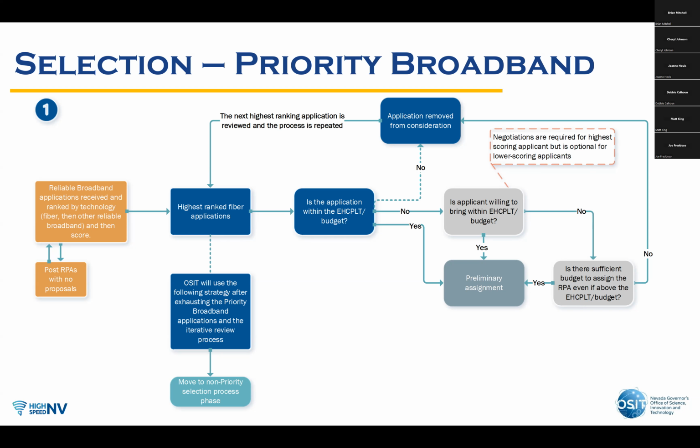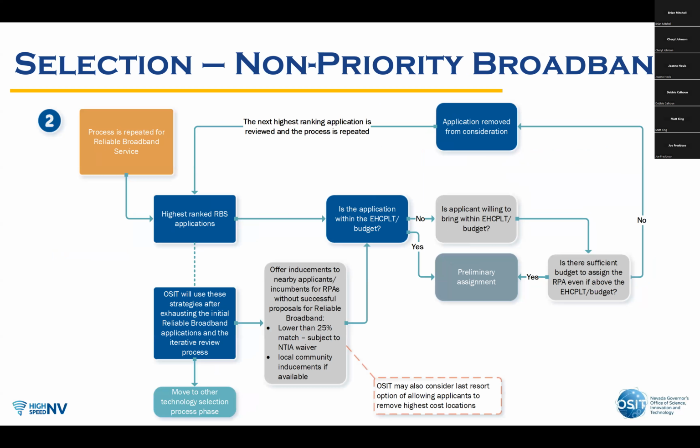Once this process has been exhausted for every RPA, regional project area, for which fiber applications have been received, OSIT will then, only after exhausting all of those applications, move on to the non-priority selection phase of the effort, looking at applications for other reliable broadband services that are not end-to-end fiber, that are not, in NTIA's language, priority broadband projects. And that takes us to phase two.